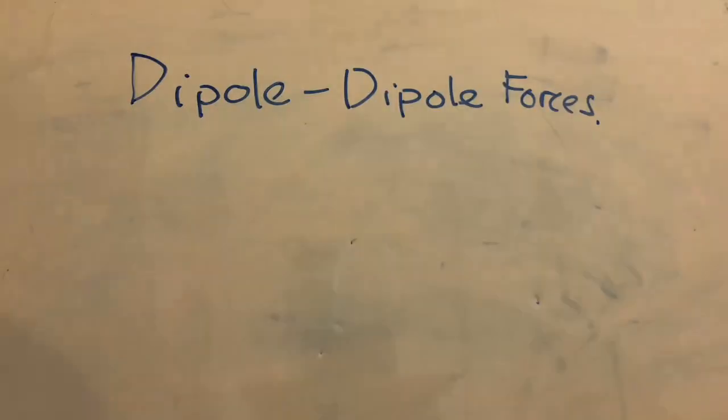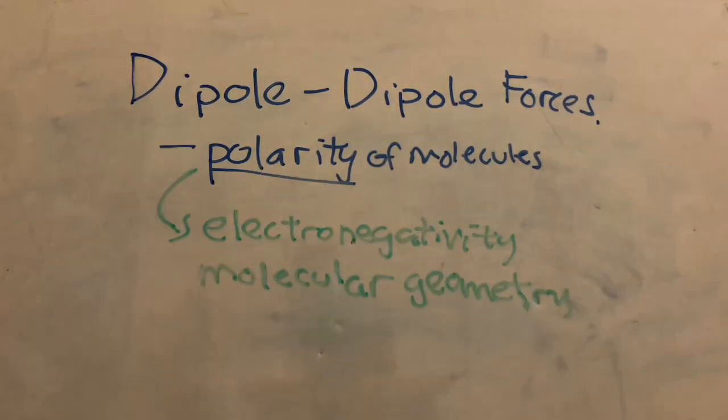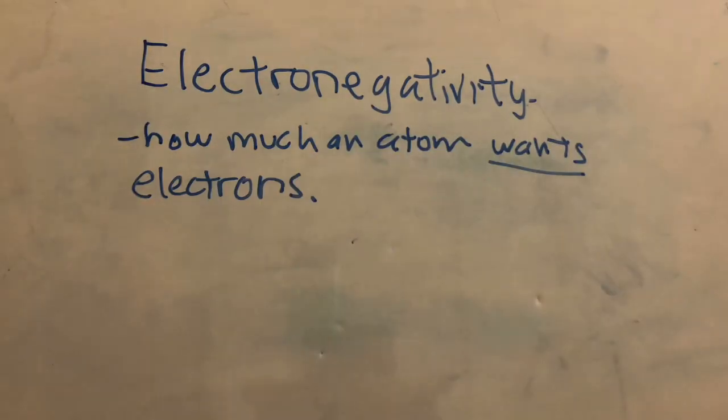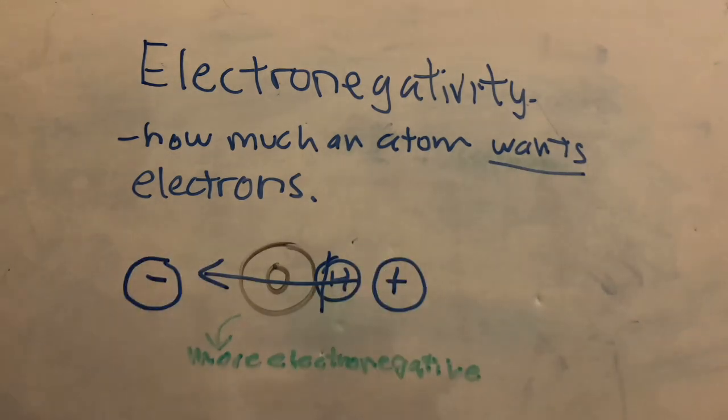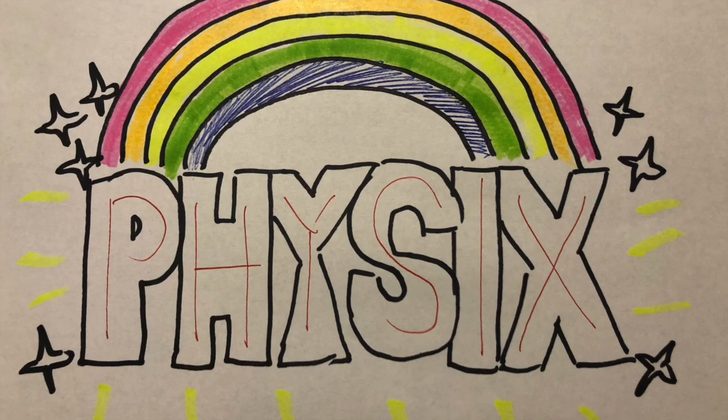So the next thing we're going to discuss is dipole-dipole forces, which depend on polarity of molecules, which depends on electronegativity and molecular geometry. Electronegativity is basically how much an atom wants electrons. As seen in the OH configuration below, O is more electronegative, pulling more electrons to its side, creating a dipole for a molecule. We can explain this using physics as well, and net forces.